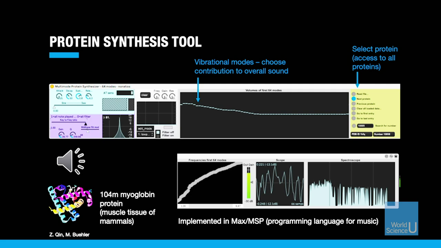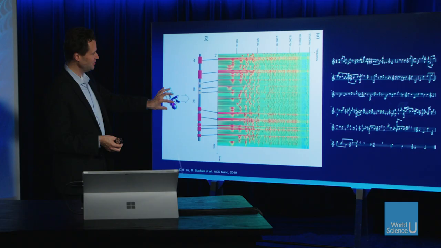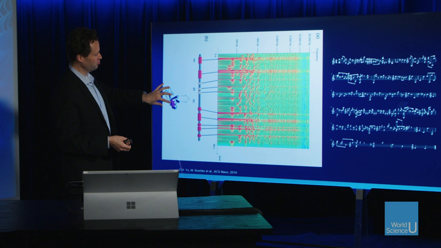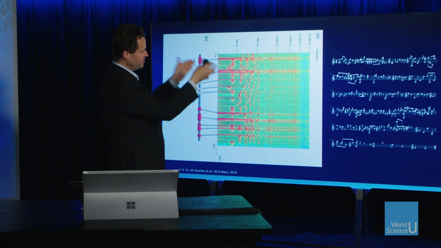One other thing you can do with this tool, in addition to listening to the proteins, is actually build models of proteins in the audible space. You can translate a protein like this one, lysozyme, through its structure into a spectrum of frequencies. So this is a snapshot of the entire protein played in musical space. And you can translate this entire structure into a musical score, which is shown on the right-hand side.